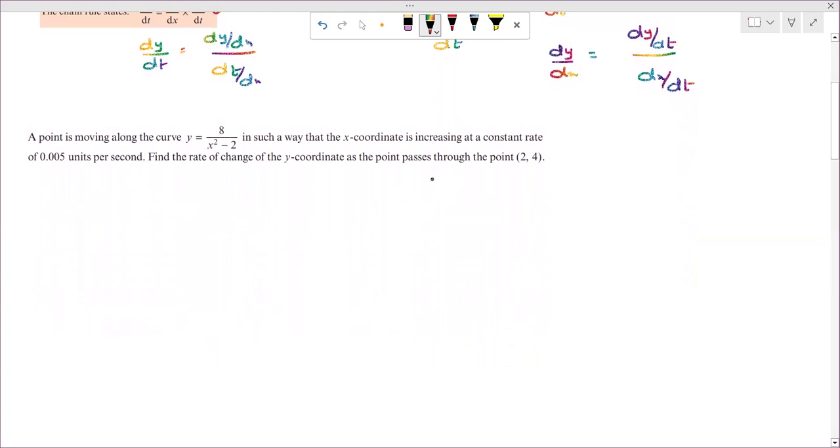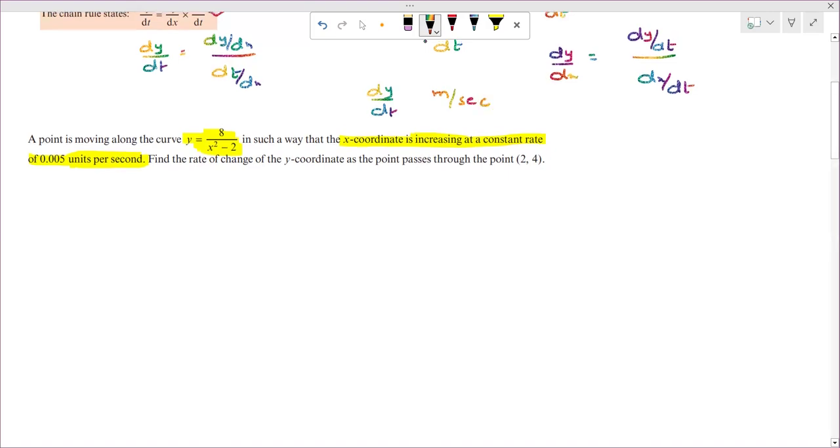A point is moving along the curve y is equal to 8 by 3 x square minus 2 in such a way that the x coordinate is increasing at the rate of 0.005 units per second. Increasing is nothing but positive, decreasing rate is nothing but negative. By seeing the measurements also, you can assume that it is the rate of change. Units per second. Rate of change means here dy by dt. Suppose meters are there, so meters per second, or centimeters per second, like that.